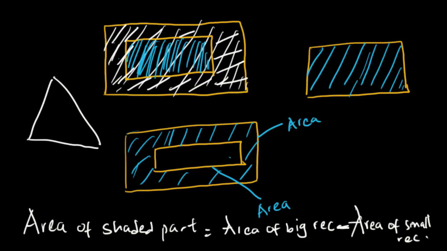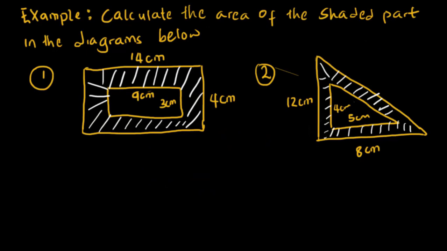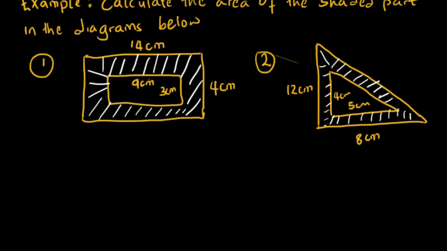Even though we have a triangle, and then I've got a smaller triangle, and I'm told to calculate the area of the shaded part, all I need to do is to calculate the area of the big one minus the area of the small one. So we have calculated the area of the shaded part in the diagrams below. Now let's take number 1.